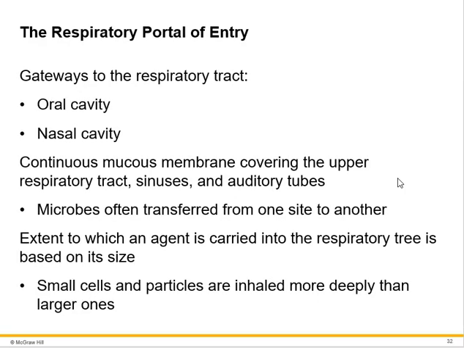Respiratory tract, that's where you breathe it in, and there are mucous membranes lining the upper respiratory tract, and so a lot of times the microbes are transferred from one site to another if you breathe in really deeply. There are eustachian tubes, and so they can transfer to other places, the sinuses, and they can go into the ear through some of those other locations. So the extent to which an agent is carried into the respiratory tract is based on its size and how deeply you inhale, and that can make a difference.